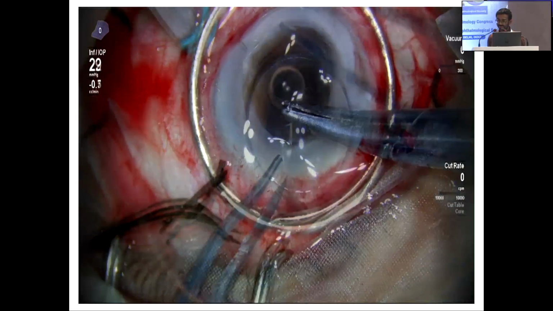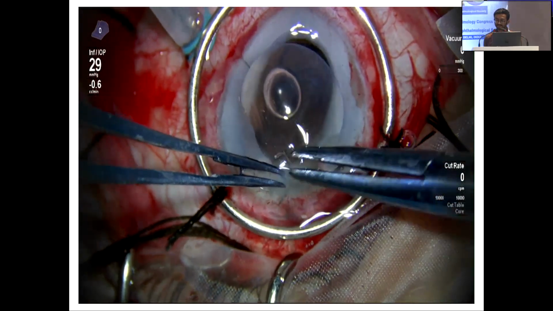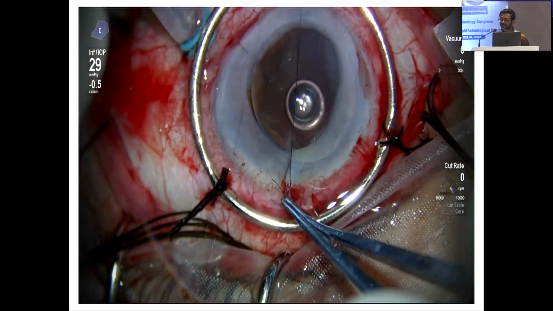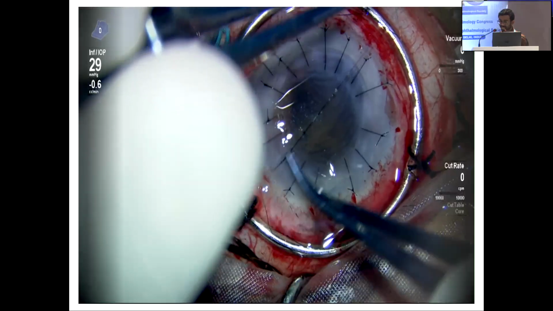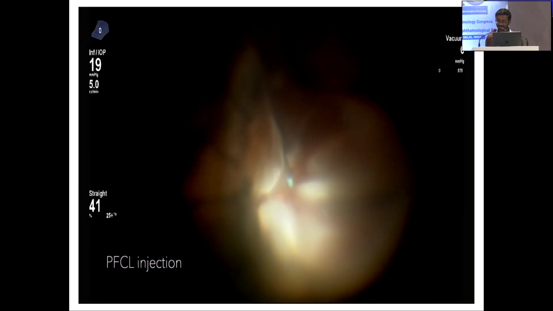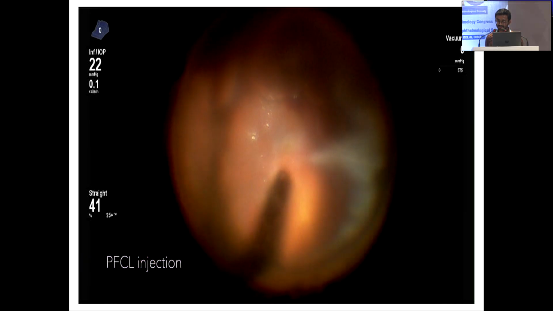Optical PKP was done, and an 8 mm graft was placed with interrupted sutures. Because of choroidal effusion and anterior displacement of the retina, through a limbal approach, repair of RD was attempted. PFCL was injected, but the retina could not be settled because of the presence of a fixed fold.